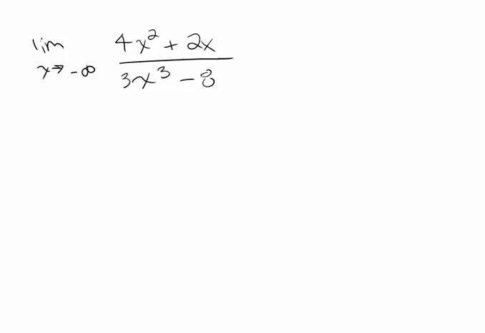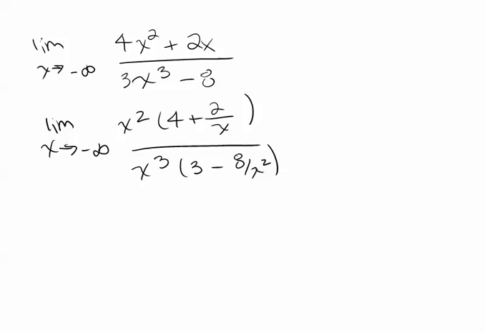The concept is the same even if we're approaching negative infinity. Again, we start by factoring out the x of the highest degree. So I would have the limit as x approaches negative infinity of x squared times the quantity 4 plus 2 over x, all divided by x cubed times the quantity 3 minus 8 over x squared. Again, look at those individual fractions and think about what's going to happen as x approaches negative infinity.